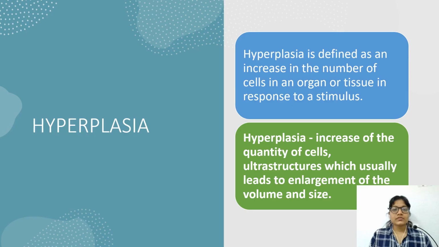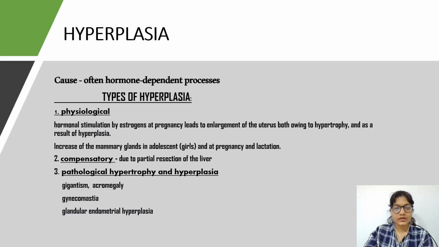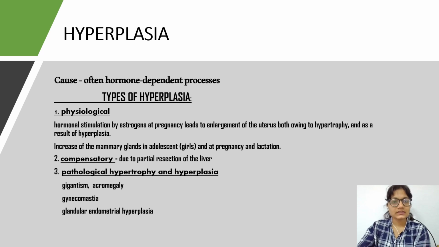So the next type of adaptation we're going to learn about is hyperplasia. Hyperplasia is defined as an increase in the number of cells in an organ or tissue in response to a stimulus. Hyperplasia is an increase of the quantity of cells and ultrastructures, which usually leads to enlargement of both volume and size. The cause can often be hormone-dependent processes, and the first type of hyperplasia is physiological.